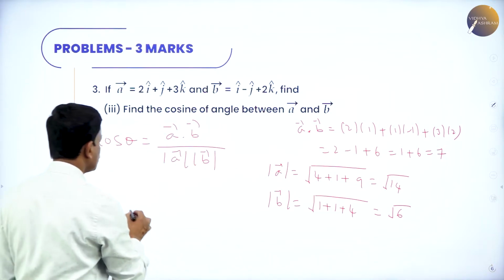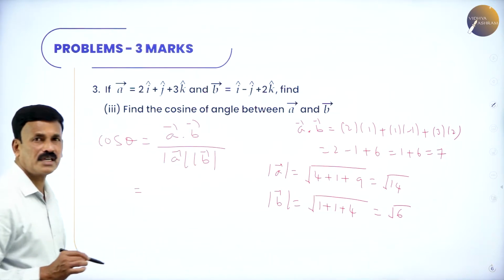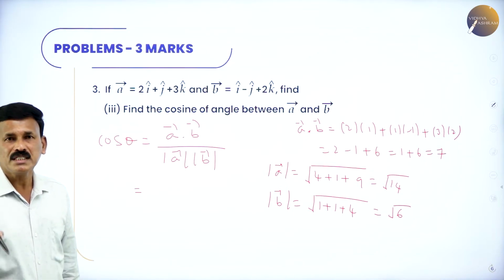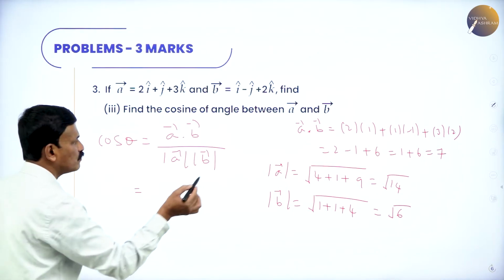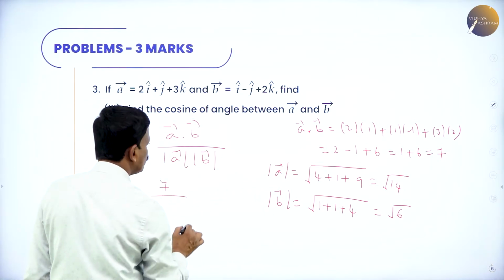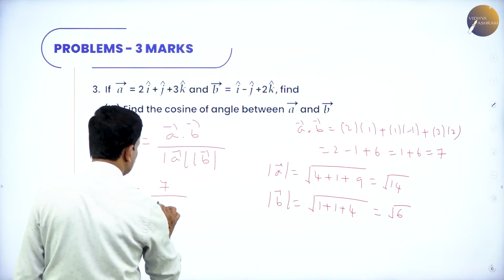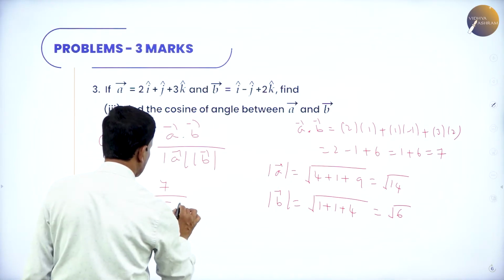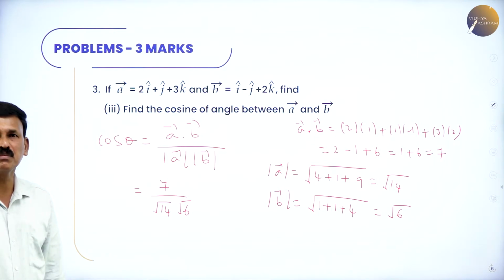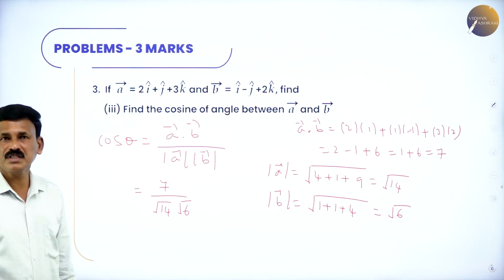Now therefore, the cosine of the angle of intersection, cos theta, is equal to A dot B divided by length of A into length of B. A dot B is equal to 7, length of A is equal to 14 and length of B is equal to 6. If you want, you can simplify this further.